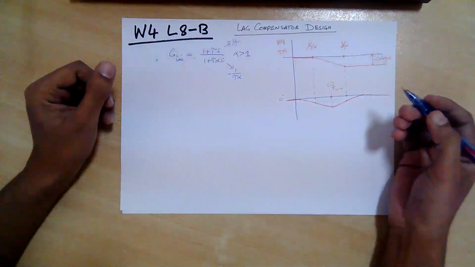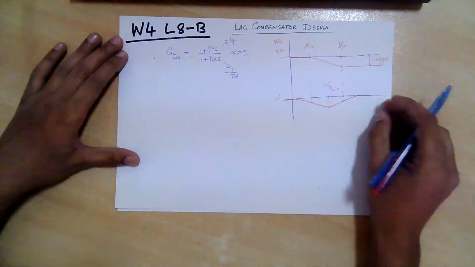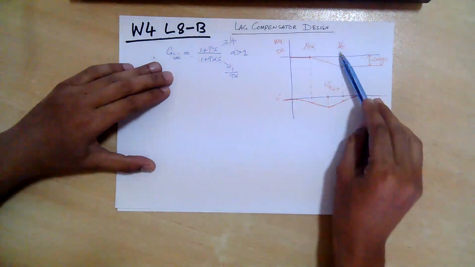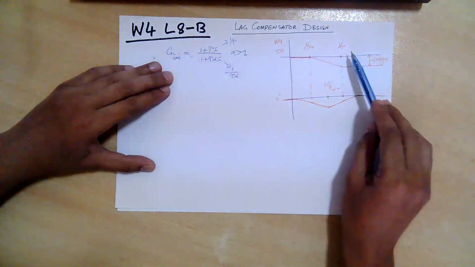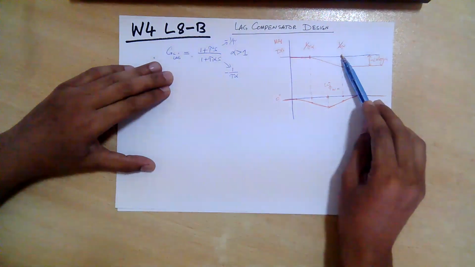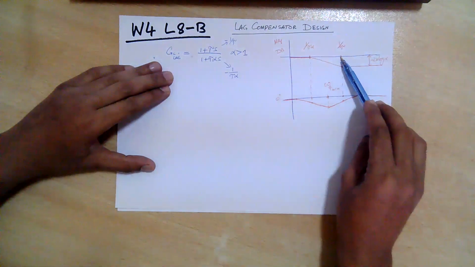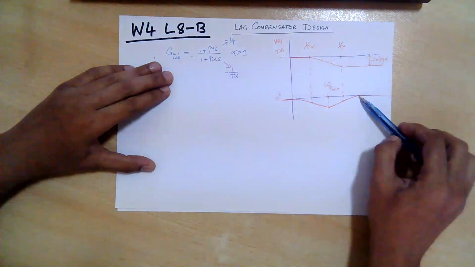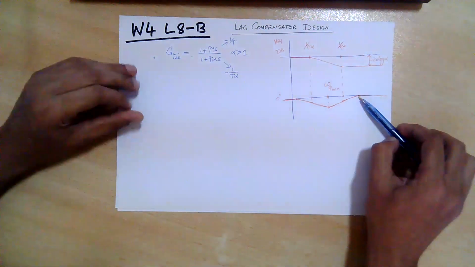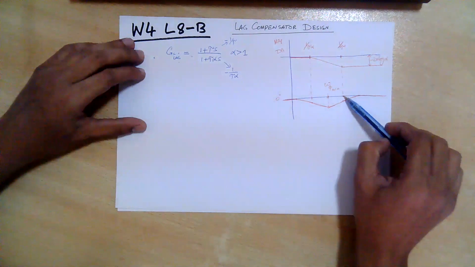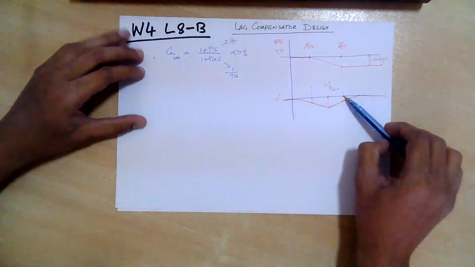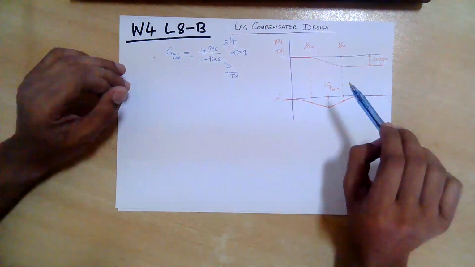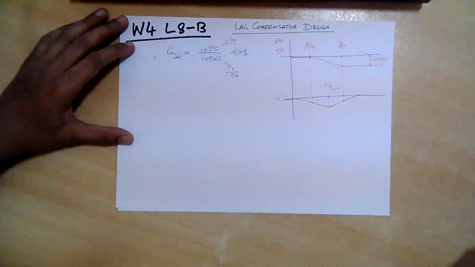Now remember, the phase is fully established 1 decade after the corner of the zero, right? So you need to go 1 decade and then the phase will become almost zero. So we'll use this to design a controller.